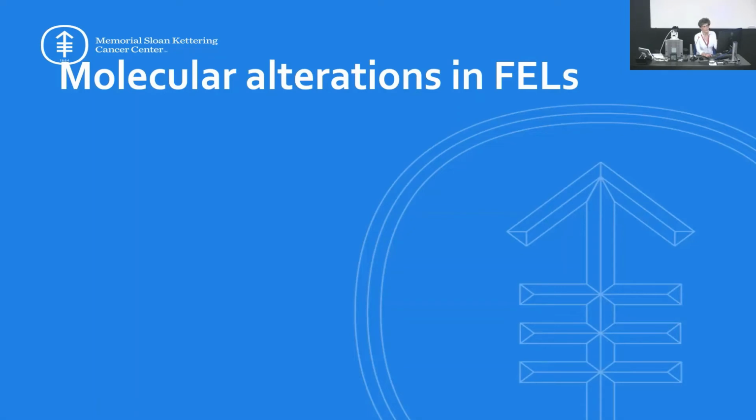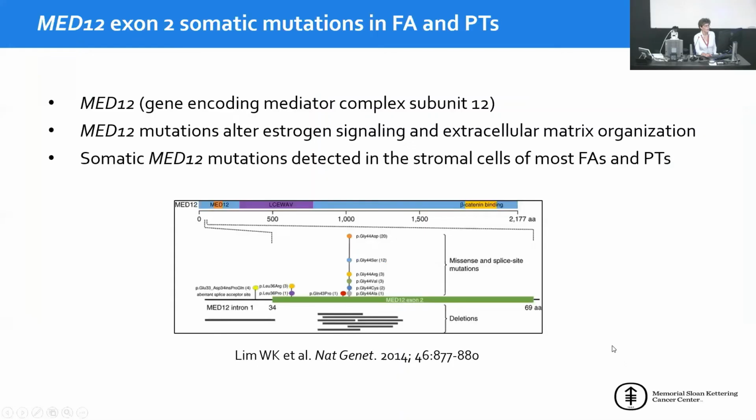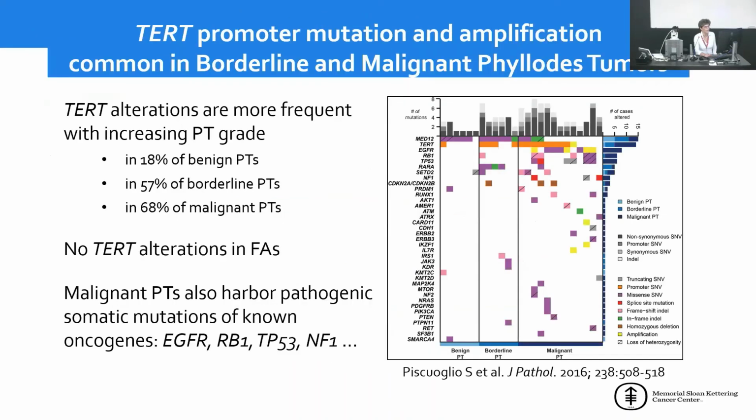There are molecular alterations I'll touch on briefly for phyllodes tumor. These MED12 exon 2 somatic mutations are found in all types of fibroepithelial lesions, although at lower frequency in other cases. They were first identified in fibroadenoma, then in phyllodes as well. And they are quite characteristic in a certain spot, so they can be used even to support the fibroepithelial origin of these.